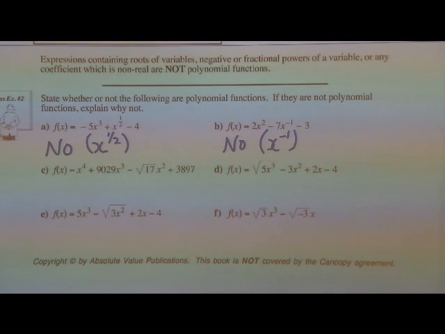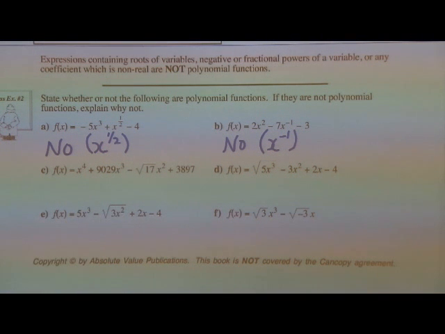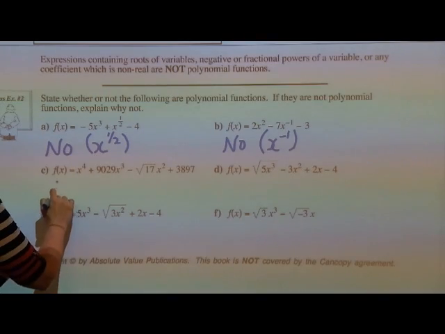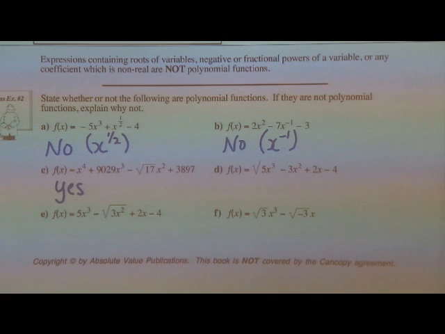Okay, what about C? x to the power of 4 plus 9,029x cubed minus root 17x squared plus 3,897. So are my exponents whole numbers? Yes. Are my coefficients real numbers? So is root 17 a real number? Yes. Okay. What about D?